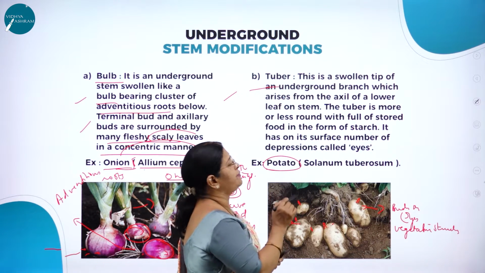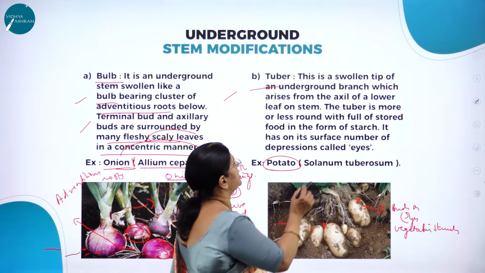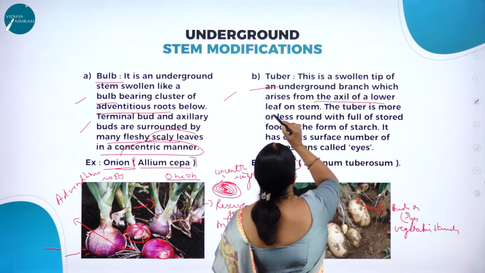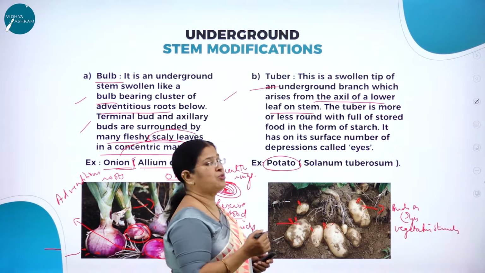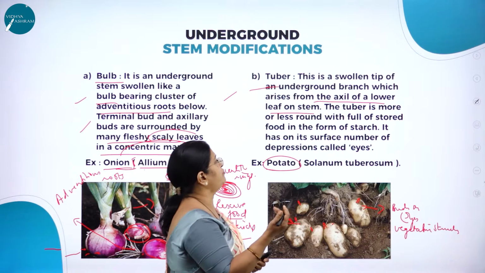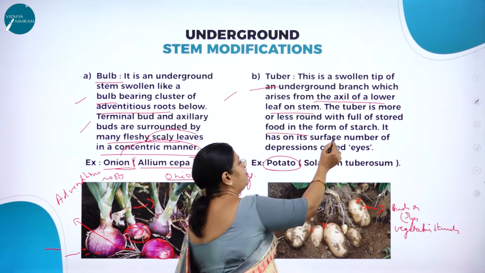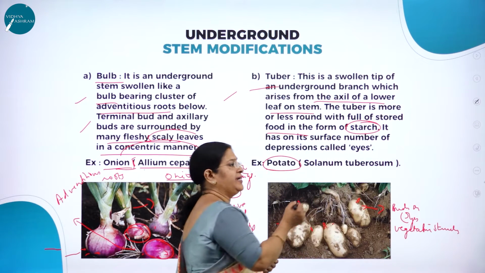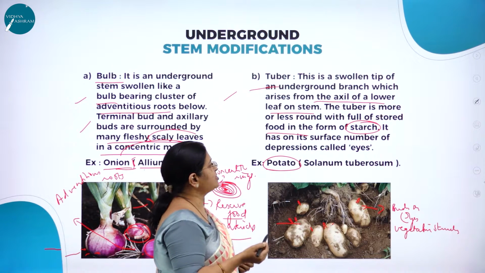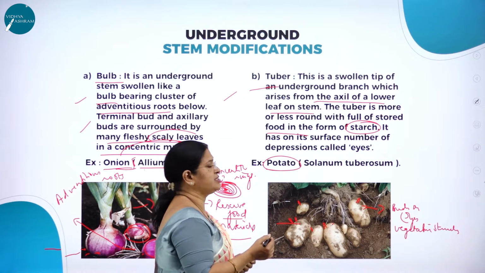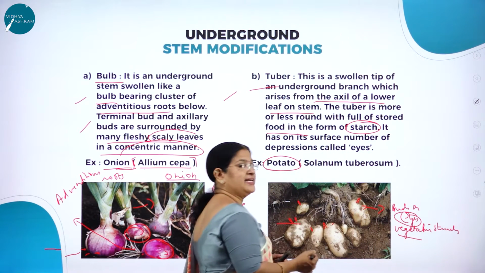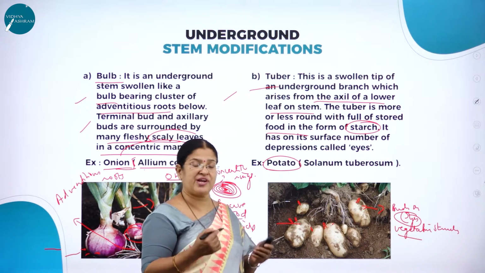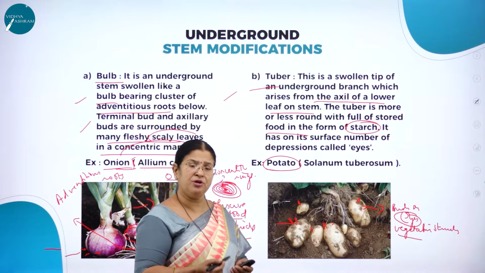So what is tuber? This is a swollen tip of an underground branch which arises from the axil of a lower leaf on stem, and the tuber is more or less how? Round, with full of stored food in the form of what? Starch. As I said, it is starchy food, and it has on its surface a number of depressions. And what do you call those depressions? Eyes. And what are eyes? Eyes are nothing but the vegetative structures which help in vegetative propagation.